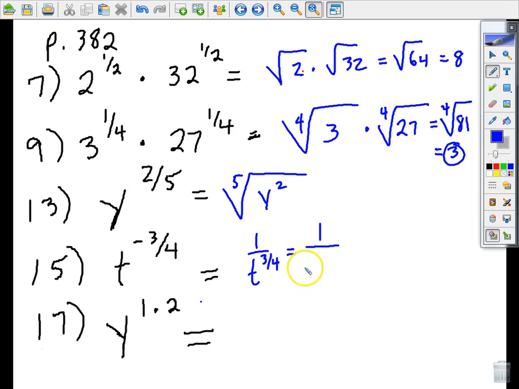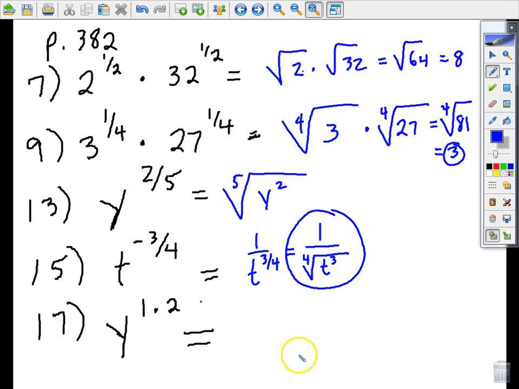It would be 4. Index is 4. T to the 3rd with the index 4. Okay, so I want you to fill in the blank. The blank root of t to the 3rd. The 4th root. Okay, the 4th root of t to the 3rd. Now, can we simplify the 4th root of t cubed? No. And we don't have to rationalize, so that would be our final answer.